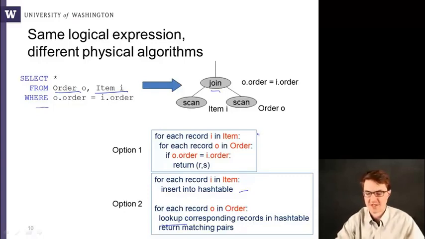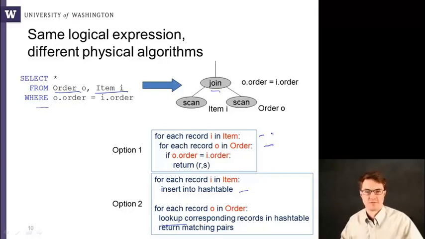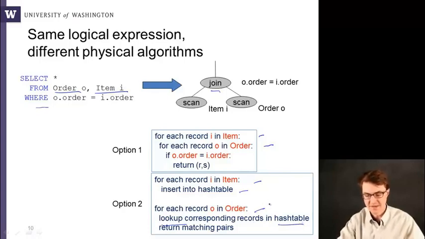So now this one says, for every record in item, go scan every single record in order. And so we have kind of an n-squared complexity going on here. And here we say, for every record in item, put it into a data structure, and then after that, for every record in order, go look up those records in the hash table. If indeed this is amortized constant time, then this is a linear time algorithm. So there's two different ways.